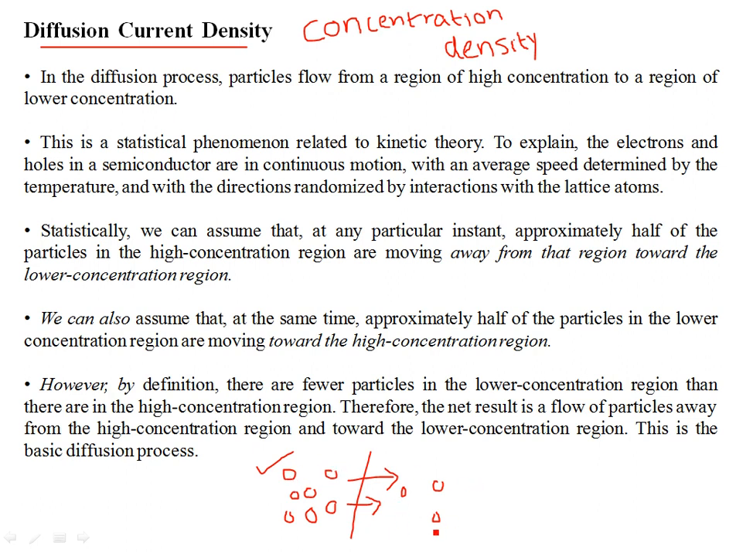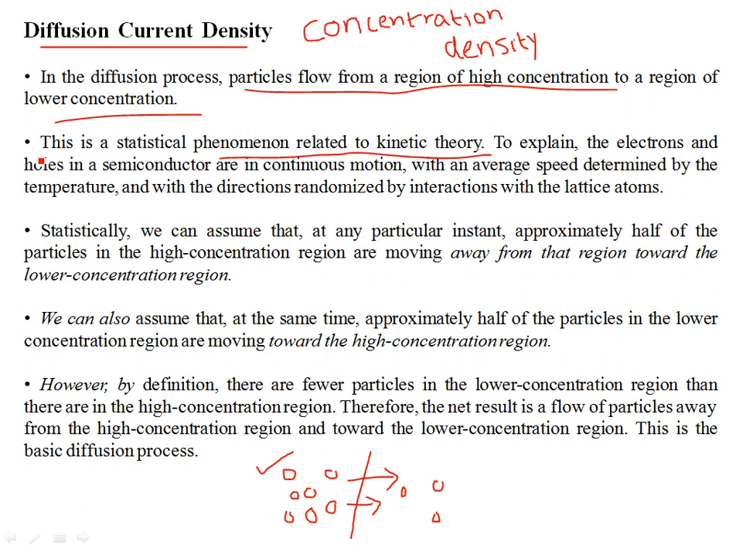Although the charges will be moving statistically from low dense to high dense regions, these are fewer particles. So the net diffusion current that flows is from high concentration to low concentration region. In the diffusion process, the particles flow from a region of high concentration to a region of low concentration, and this is a statistical phenomenon related to kinetic theory.